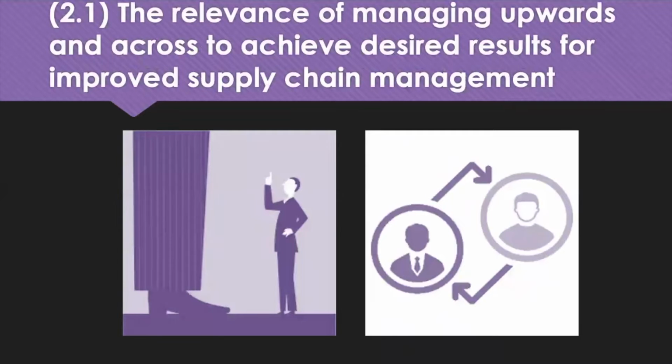So looking at the relevance to managing upwards and across to achieve desired results for improved supply chain management, what we're looking at here, of course, is the fact that when considering the term managing, we imagine a boss or a manager within their team. But managing is also about managing the boss. It could be about managing other people in the workplace. So the individual that effectively manages their boss can also achieve bonuses and promotions as they work smarter rather than harder.